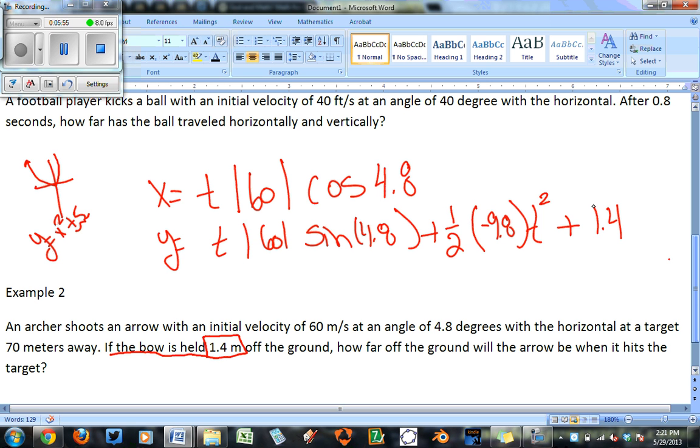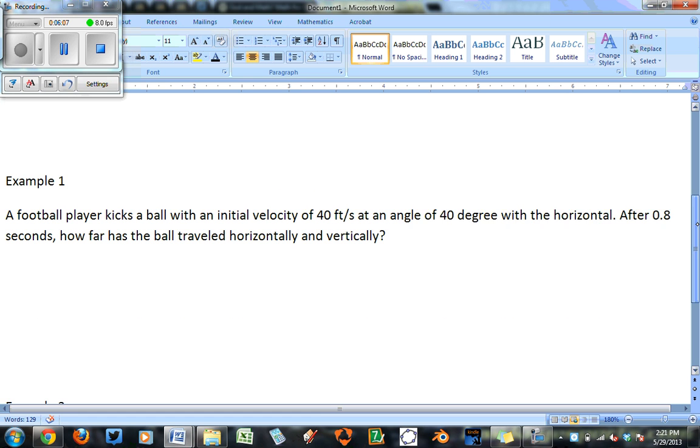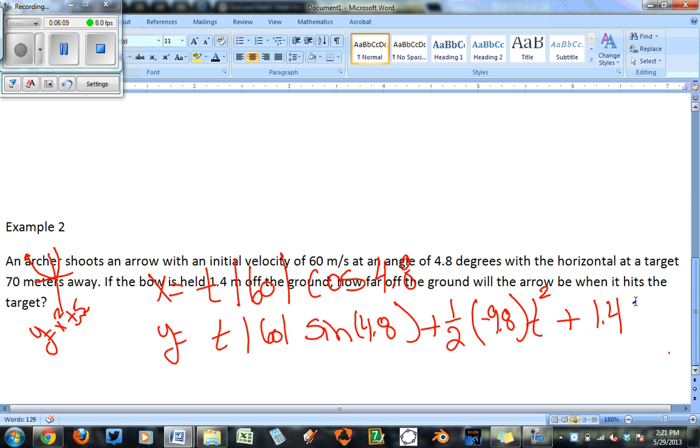All right, except for now the process. They want us to figure out how far off the ground the arrow will be when it hits the target. Well, first off, they don't give us any time. So we have to solve for t, but there is one thing that we know. We know that the target is 70 meters away. So we know that its horizontal distance is 70 meters. So if we know that this is 70 meters, we can solve for time.